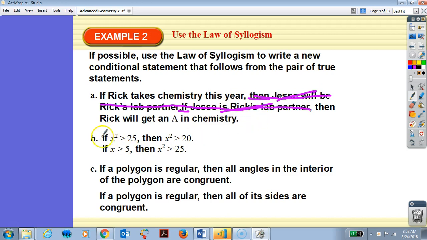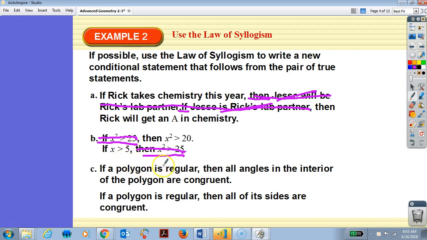Don't cheat. If x squared is greater than 25, then x squared is greater than 20. If x is greater than 5, then x squared is greater than 25. Do we have a repeat? This part's repeating, right? Is one of them an if and one of them a then? So get rid of them. Rewrite the if-then: if x is greater than 5, then x squared is greater than 20. Make sense?